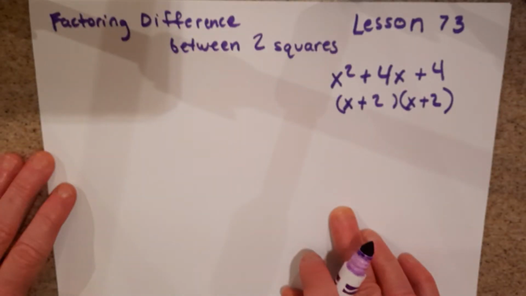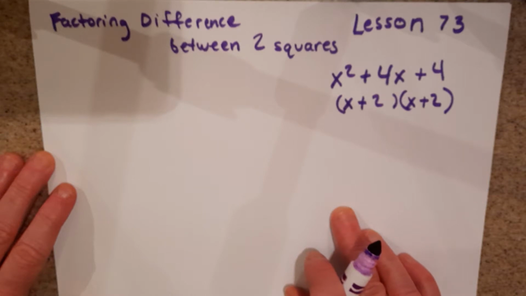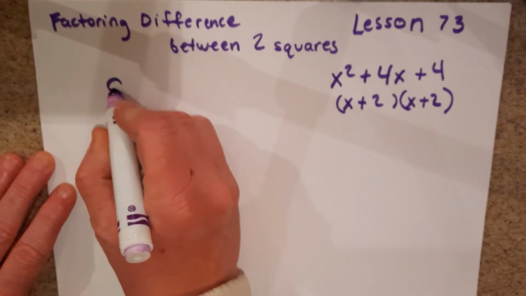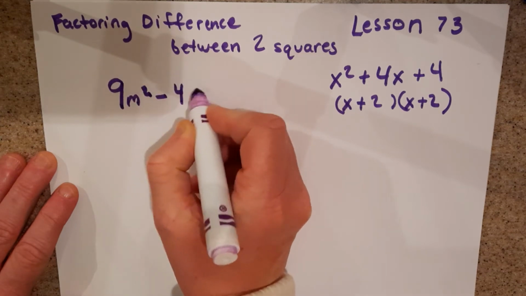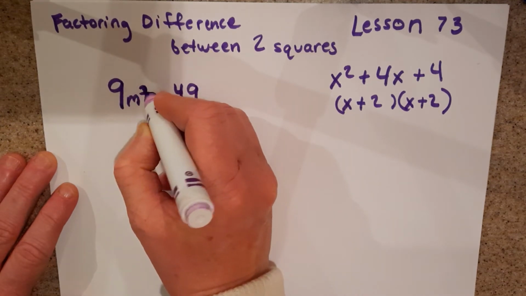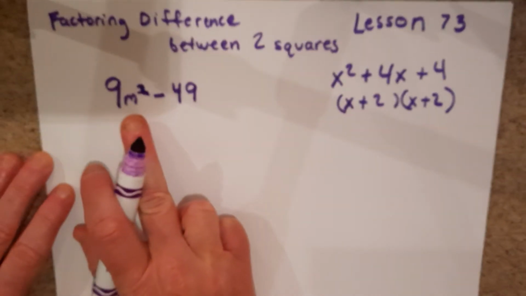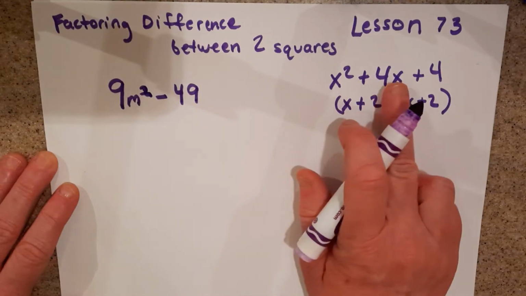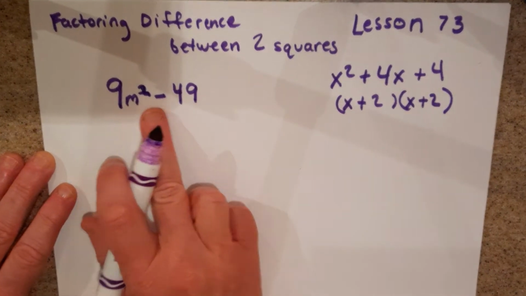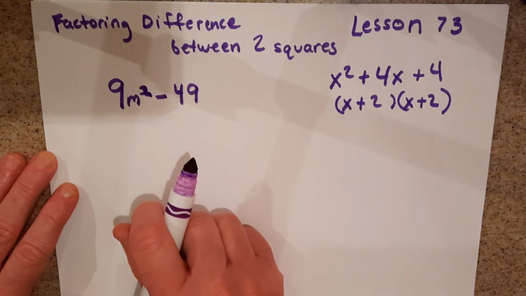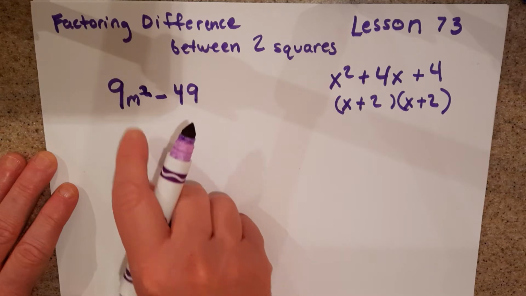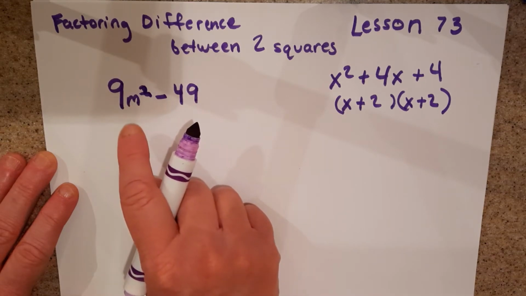Now, we can also do factoring the difference of two squares. So for example, if we have 9m squared minus 49, we can notice that this looks different. This is a trinomial, meaning it has three terms. This only has two. So we have to do something a little bit different when we factor it. We can factor this because it has a unique situation.